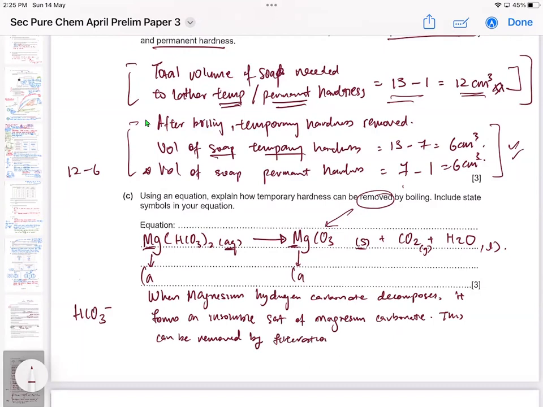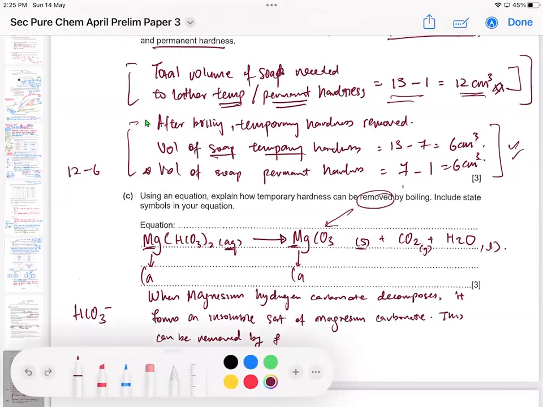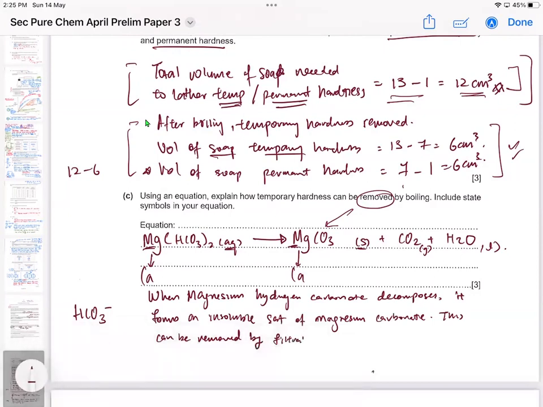Okay, because it's insoluble, we can remove it by filtration. So removal of ions from aqueous solution is also known as a PPT reaction.